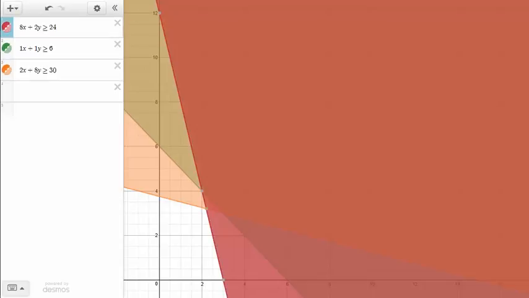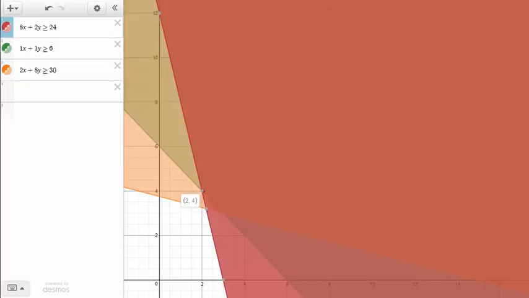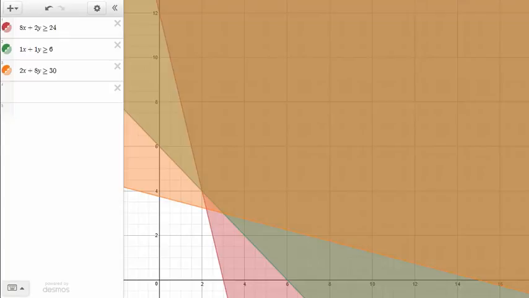So one point that we are going to be worried about is 0, 12, down here at 2, 4, down here at 3, 3, and then finally the intersection with the x-axis occurs at 15, 0. We're going to need to test all 4 of those points to find where we have a minimum cost.